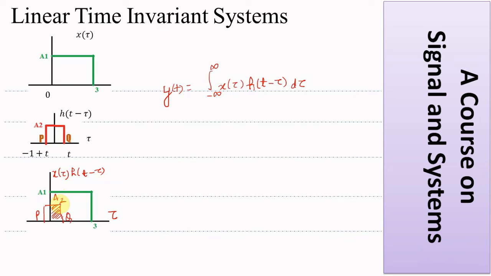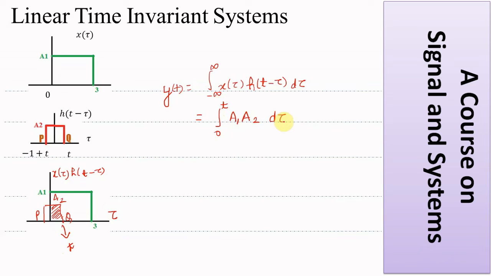So the overall magnitude becomes a1 into a2. Now if I want to evaluate the area, that is, the integration, the starting limit of the overlapping is 0. The final limit will go up to q, and q is nothing else but t. So it starts at 0, goes up to t, and the two are constant. So I can write a1 a2 and I will just integrate d tau.